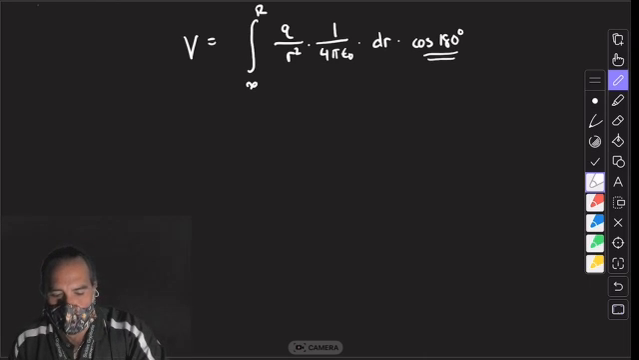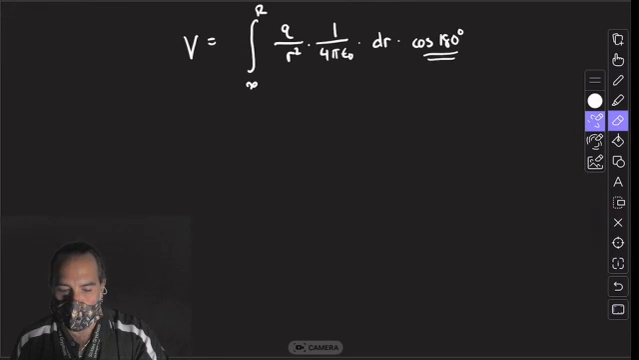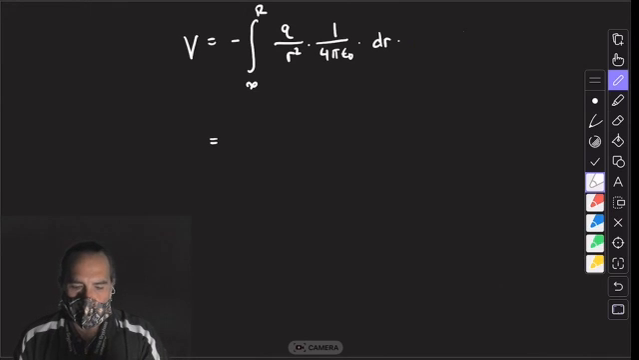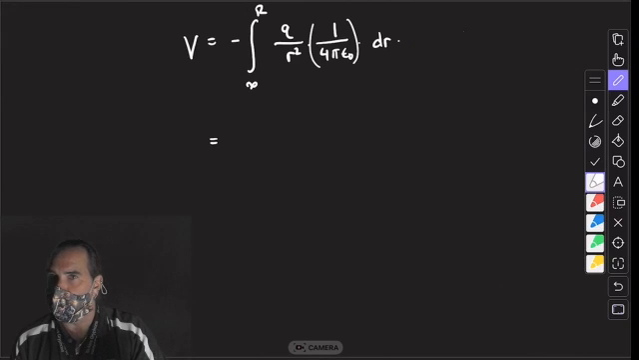Cosine 180 just gives me -1. So I think we can all agree that all I have to do is put the negative out front. The next part, a little bit harder. This doesn't change, right? It's a constant. Because it's a constant, I don't have to make that part of my integration. So I'm going to pull that out front as well.